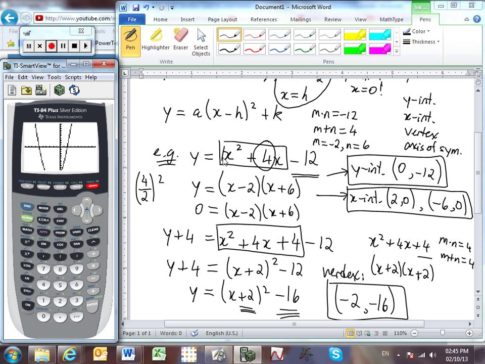Let's adjust the window. I want to see more of the negative y region, don't I? So that I can see more of what's down here. So I'll go to window and I'll adjust my y min to be, say, something like negative 20. And then I should get a good picture of all of the action in the parabola. Let's graph it again. There we go. So you can see everything that we need. We can see the 2 x-intercepts, we can see the y-intercept, we can see the vertex. So let's find out all of this information.